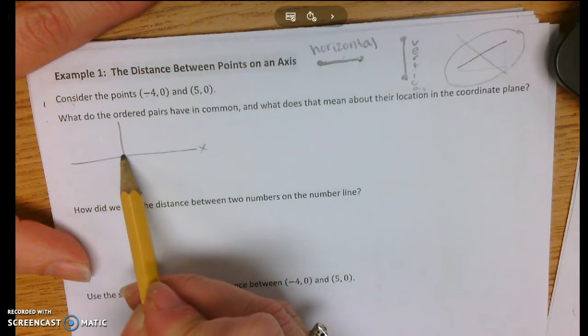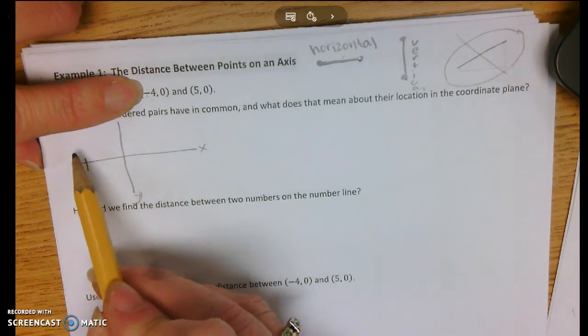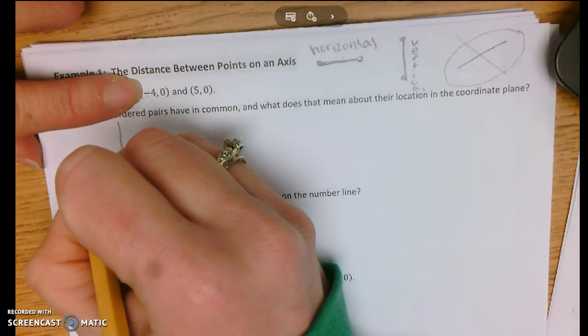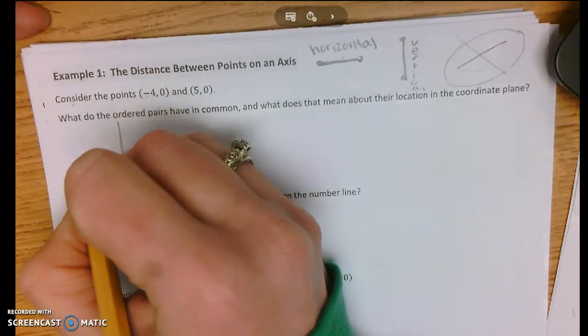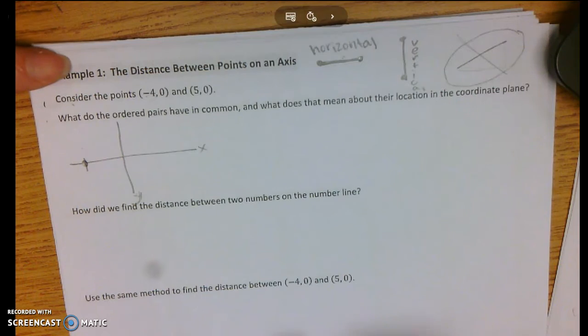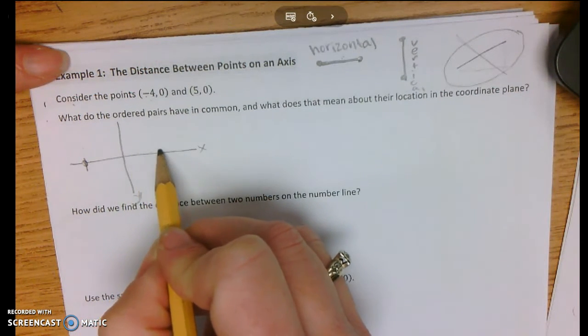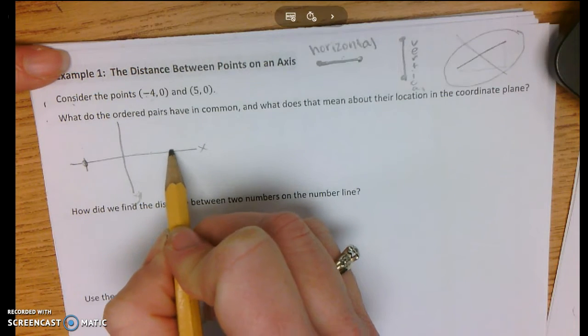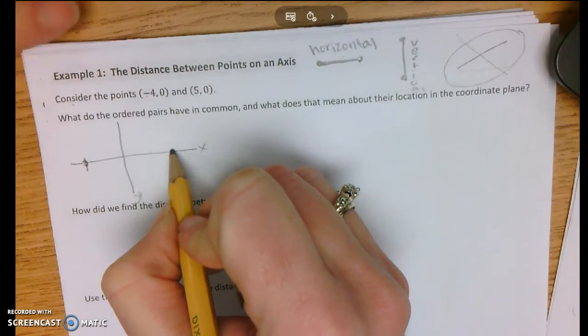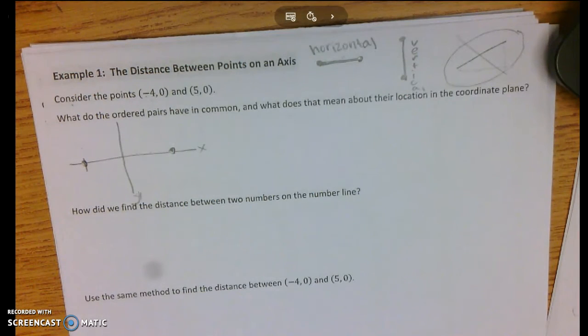Then I would place -4, 0. So I start at my origin. Since it's -4, that tells me I need to go 4 jumps back to the left. And since it's 0, I don't go anywhere up or down. So it would be right there on the x-axis. For 5, 0, I would start at the origin, move 5 jumps to the right, and since my y coordinate is 0, I go nowhere up or down. Now I can see a rough sketch of where these lie in the plane.